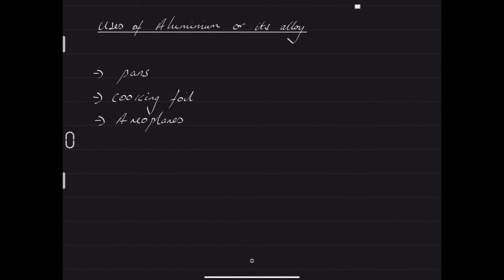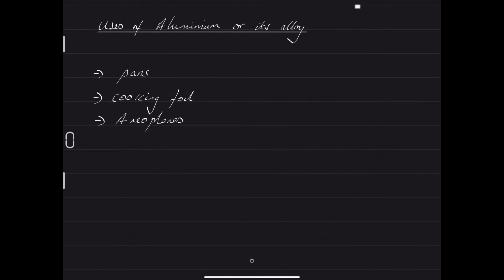Now, I want you to feed back to me on Teams at least 3 more uses of aluminium or its alloy. And we're just going to discuss these 3 uses first, and then hopefully by the time we finish discussing these 3, you may have an idea of a few more examples. So here we've got cooking pans and cooking foil.